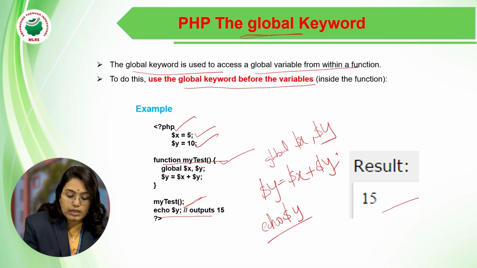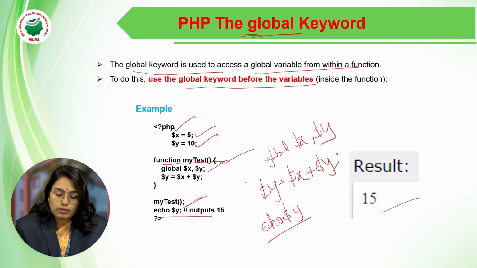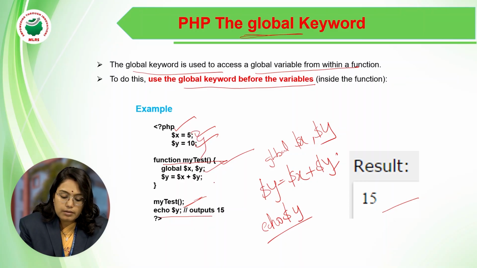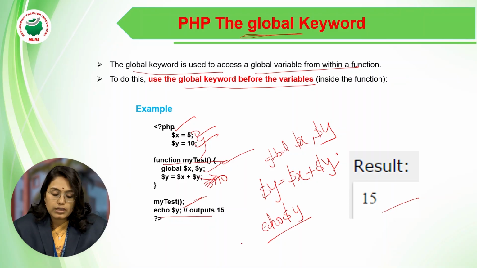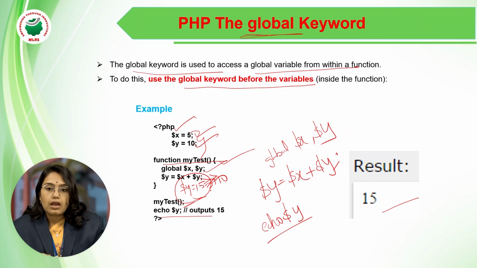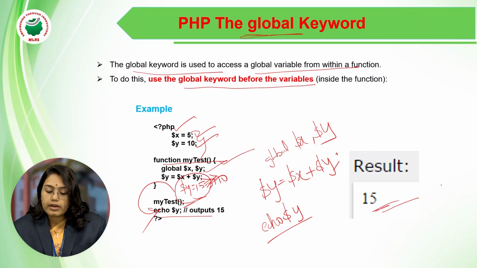We are opening the function, then declaring x and y as global here. We have given the values outside the function, but when we enter the function, we are declaring them as global. So it will take the values of x and y. Here, 5 plus 10 equals 15. $y will hold the value 15. After holding that, it will print to the screen.